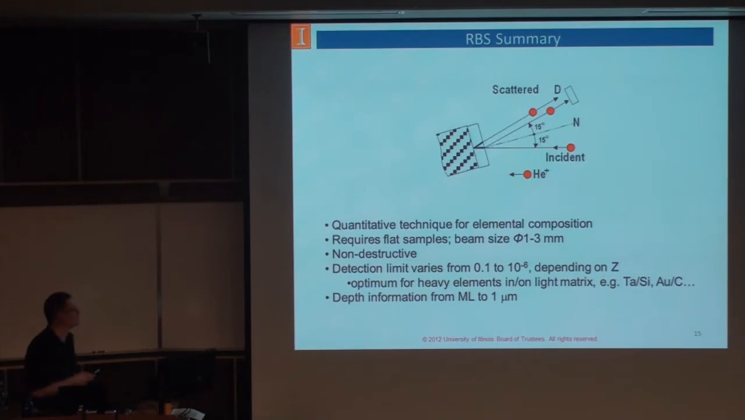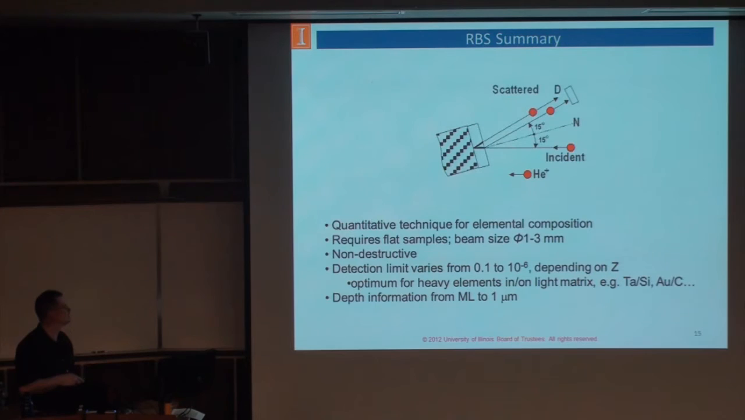So to summarize quickly for the RBS portion, we can get quantitative information for the elemental composition, but it does require flat samples and a pretty significant beam size. And yes, if you have a very soft sample, the beam can do some damage to your sample.